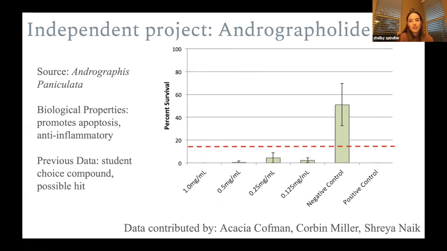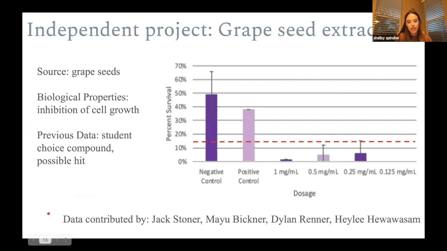So this is really interesting because androglyphylide is a natural compound, and that can show that some chemotherapies are super toxic, but if you can find more natural compounds, then it can help not harm the patient as much. So in a similar study, this grapeseed extract from an actual grapeseed was studied by Jack, Mayu, Dylan, and Haley. And same thing, this is the minus 2 standard deviations. And we can see over here is their dosage series of their compound. And they also had hits, which was fantastic.